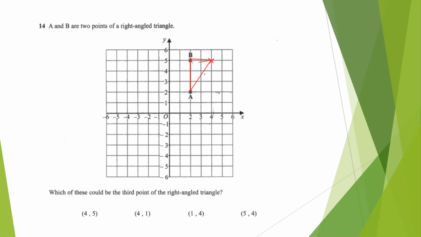Now see, this is the line. So then it is a right angle, and here I can see my 90 degrees angle. Here I can form my 90 degrees angle. Therefore, this is the correct coordinate, right? Let's move to the 15th question.